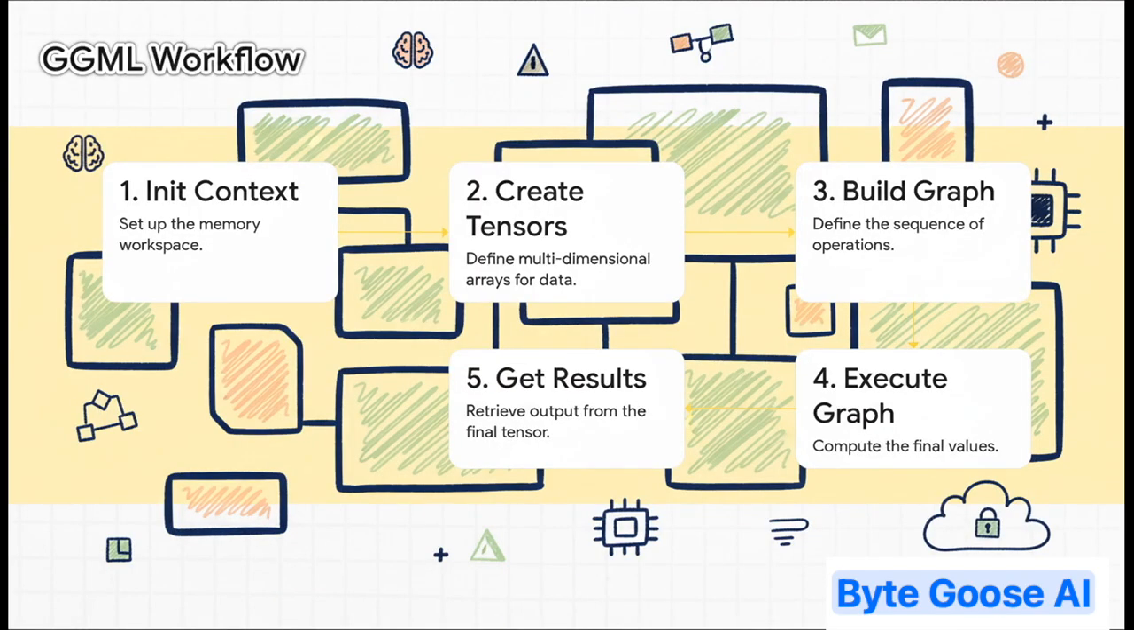So when you put it all together, you get this really deliberate five-step process. First, you set up your workspace, the context. Then you create your data, your tensors. After that, you build the blueprint, the graph. Only then do you tell it to execute the graph. And finally, you grab your results. See? Nothing is hidden. GGML makes you do each step on purpose, and that explicit control is exactly where its power and efficiency come from.